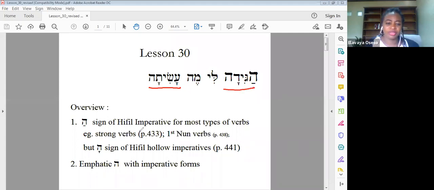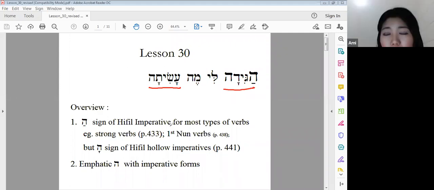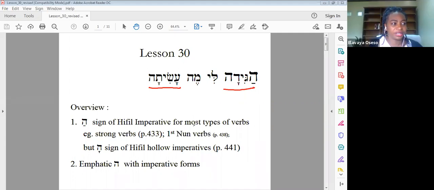Okay, so in the Hifil, the he-hireq pattern is the sign of the Hifil imperative for most types of verbs. This is usually found in strong verbs in the imperative form and in first-nun verbs like nagad, which we have seen here. We're going to parse the verb in just a few minutes. But for the Hifil hollow imperatives, we will have the he with a different vowel. So this is just an overview. And today we're also going to look at the emphatic he, which normally comes with the imperative forms.